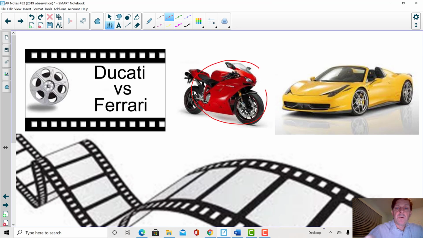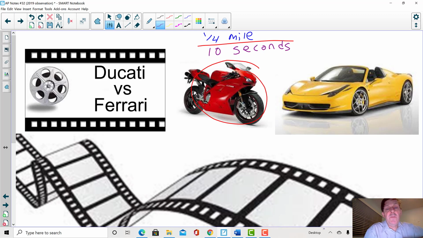For our motorcycle, if you look at the total distance that you travel, in this case that was a quarter mile, and then you divide it by the total time, in this case, it took 10 seconds. That will give you the average speed, or in this case, that's kind of like our average rate of change. So that will be our secant slope.